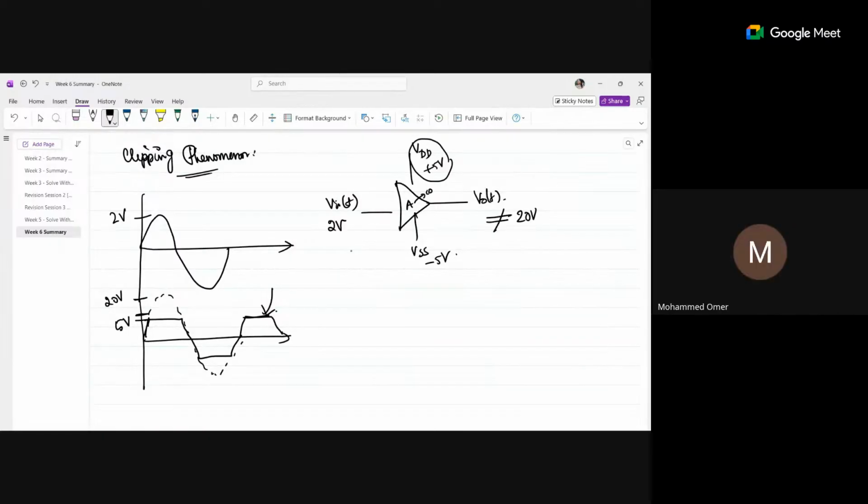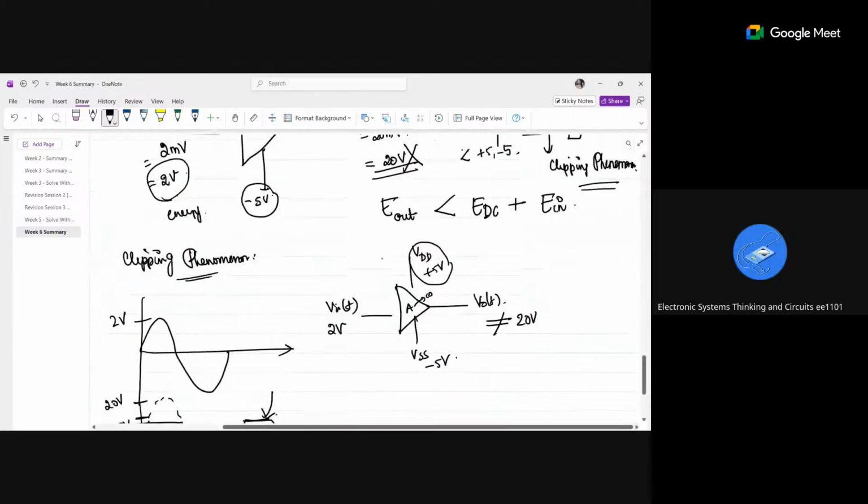Also, 5 plus 20 millivolts is greater than 20 millivolts, but 5 plus 2 is 7, and 7 is less than 20. So energy in should be greater than energy out. Yes. Please explain.